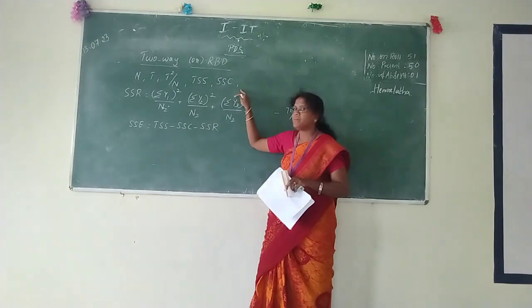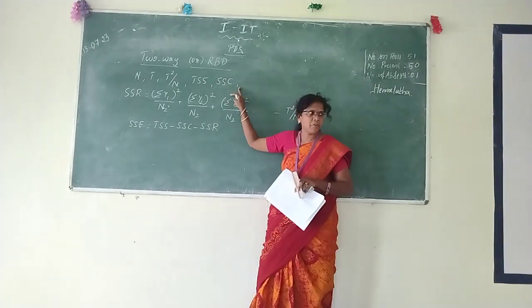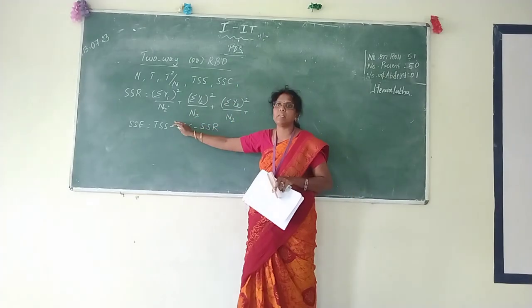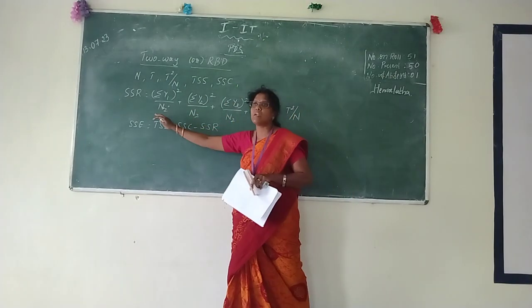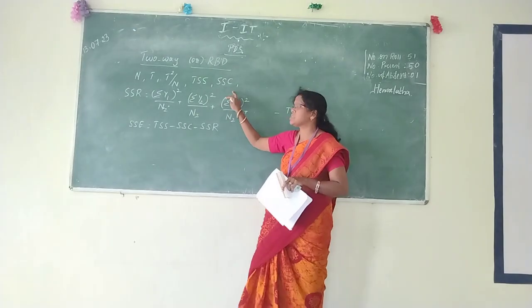Then you have to find SSC. After this, the same formula. You have included the second factor. The second factor you are going to exhibit row wise. Additionally, you are going to find SSR. So copy down this.